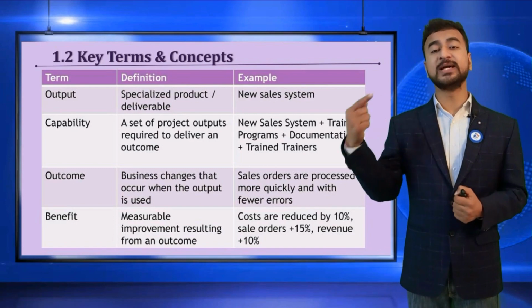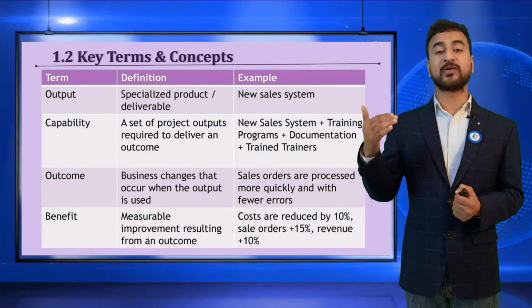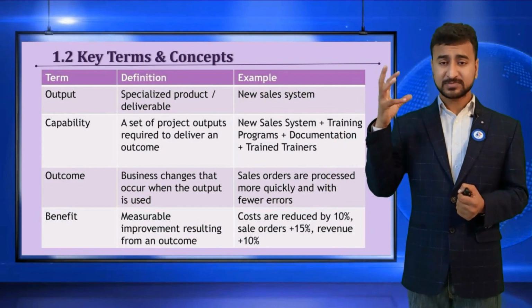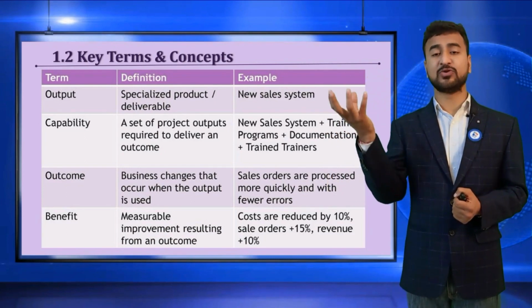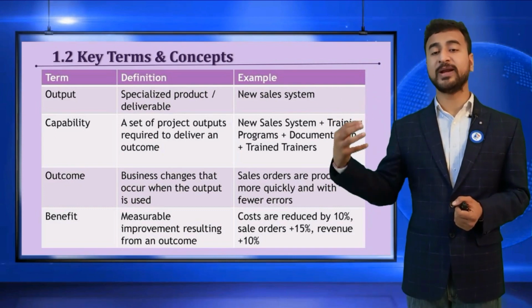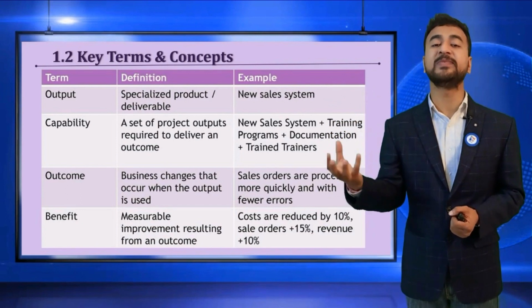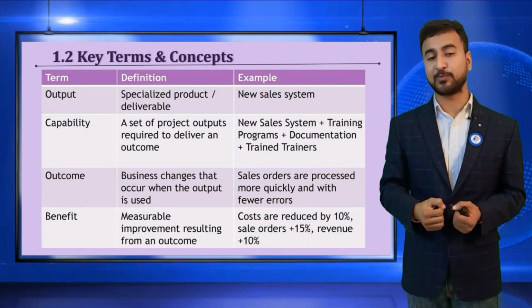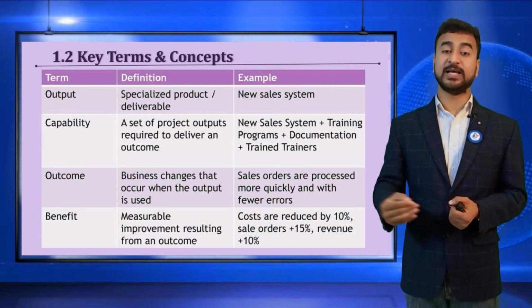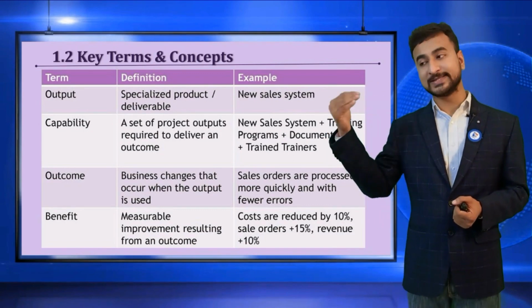So for capability, you have to build the capability around the output, that is, a set of project outputs required to deliver an outcome. The new sales system is your output. You train the manpower and provide documentation and training, and then they are able to utilize it. That is the capability builder to utilize those outputs. That is the capability.